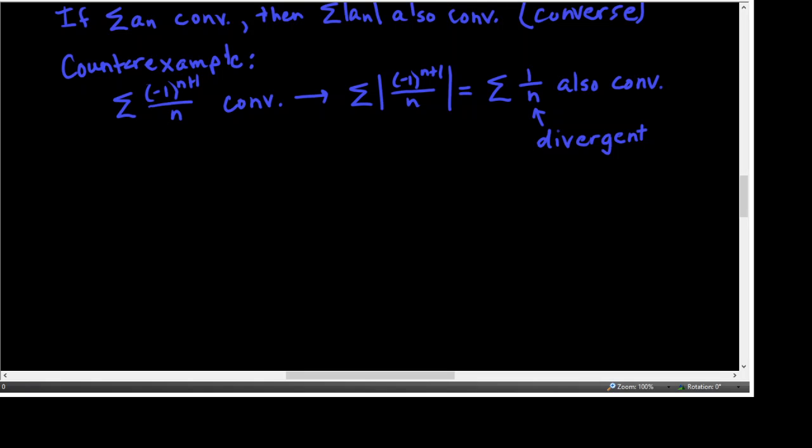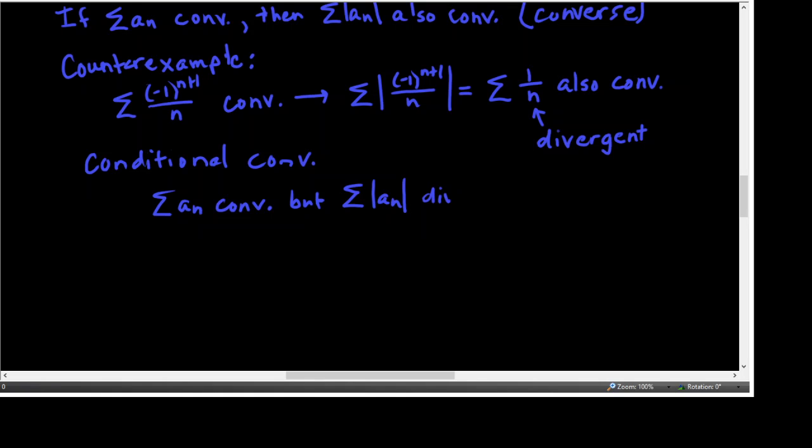So if we have this kind of situation where the series converges, but the absolute value expression of that series diverges, that's what we call conditional convergence. So again, conditional convergence is when a series converges, but the absolute value expression of that series diverges. And so the alternating harmonic series converges conditionally, is how you say that.